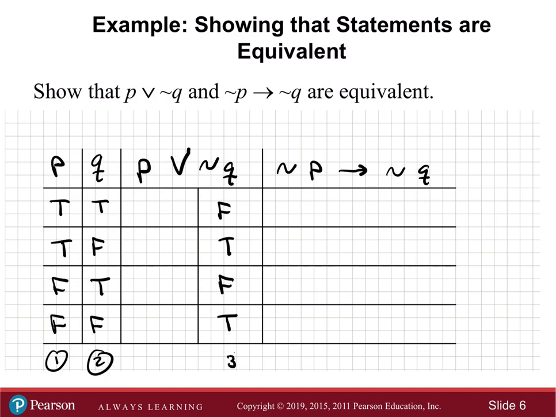That's our column 3. So then we want to say P or not Q. So we're going to say column 1 or column 3. Or is true when at least 1 is true. So we already know off the bat that this is true and this is true. And then on the third row, is at least 1 true? Yes. And on that fourth row, is at least 1 true? No. Okay, so this is our final column here.